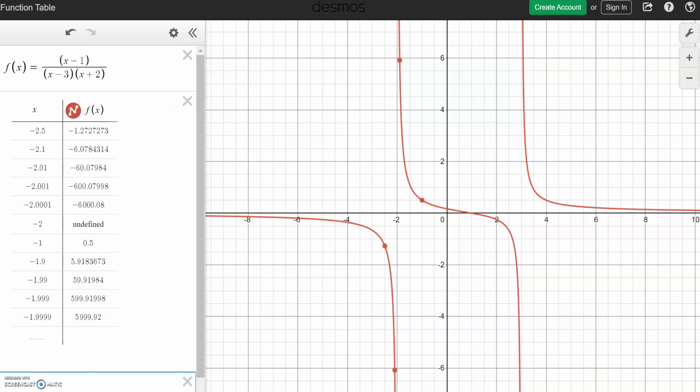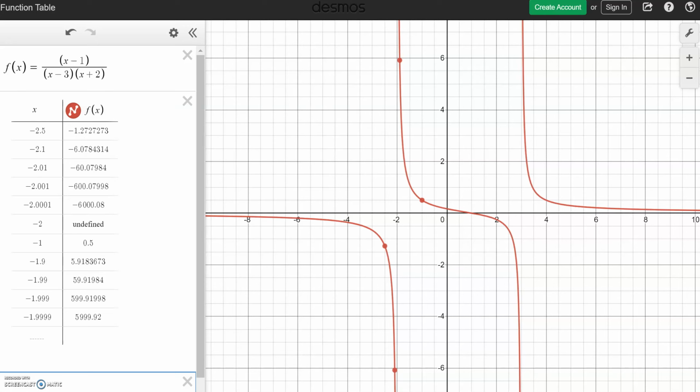Specifically, if I look at what happens in a table, if I plug in x values that get really close to -2, notice when I plug in -2.5, I get -1. As I get closer, it goes to -6 and then -60 and -600 and -6,000. So what that's saying is as I'm getting closer to -2, my y values are getting really, really large, like infinitely large to the thousands. And if I kept getting even closer to -2, it would be a million. But when I get to exactly -2, it's undefined. There's no way to plug in -2 because you can't divide by 0.